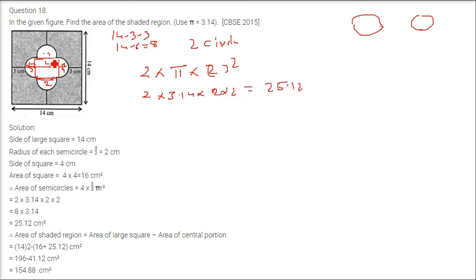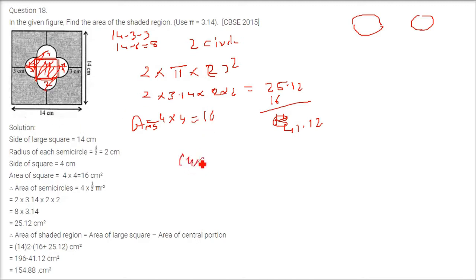How about this one? We have the area of this central portion also, so we have to take this area also. 4 into 4, that is this one, 4 into 4 is 16. That is the area of the middle square. It is 16. So just combine this. This is going to come as 41.12.